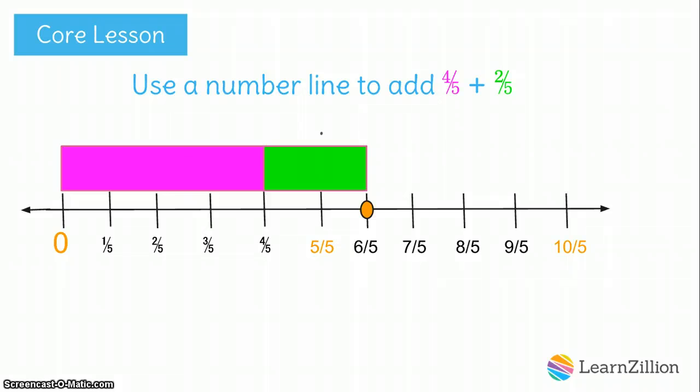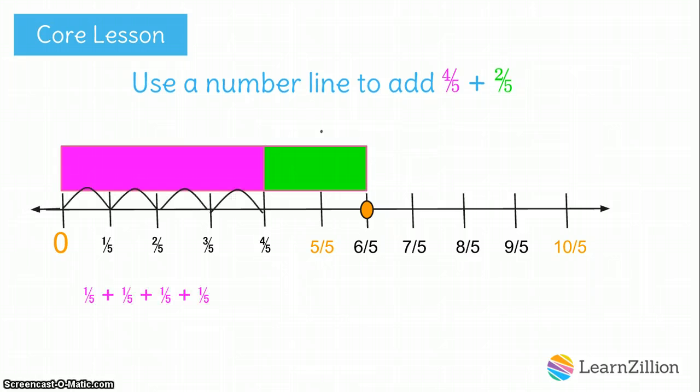Let's look at another example. 4/5 and 2/5. Here, I know by looking at the denominator that my unit fraction is 1/5, so I'm going to divide my number line into fifths. Now, I have 4 1/5 sections that I'm going to add to 2 1/5 sections for a combined total of 6 fifths.